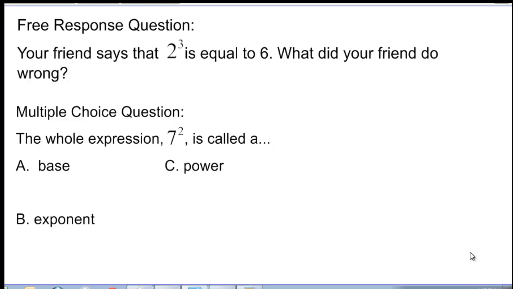The free response question says, your friend says that 2 to the third power is equal to 6. What did your friend do wrong? And the multiple choice question says, the whole expression, 7 to the second power, is called A, base, B, exponent, or C, power. So pause the video now and answer those two questions.